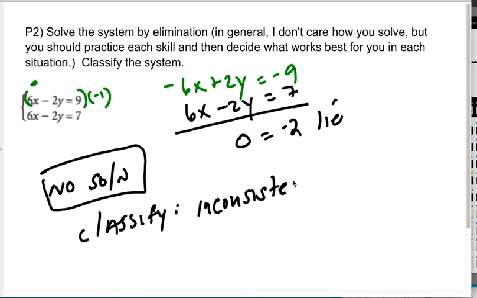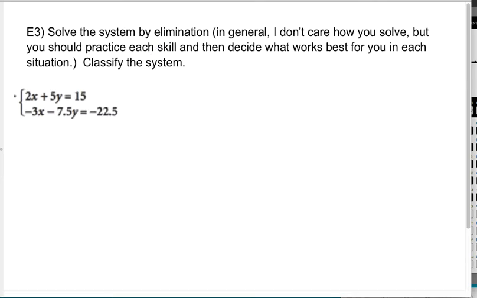Now, if some of you are thinking, I can see that with my eyeballs, why would I do any math? That's totally fine. You can explain that you can see it. You can say, hey, I noticed that these graphs have to be parallel lines because they have the same slope, like the same rise over run if you solve for y, but different y-intercepts, and that means they have no solution. That would be fine. That's not cheating, right? All right, so let's talk about E3.